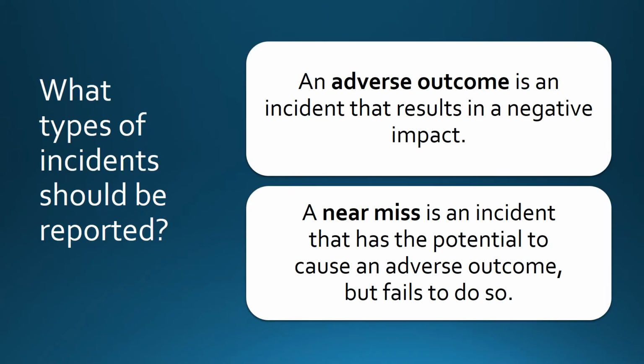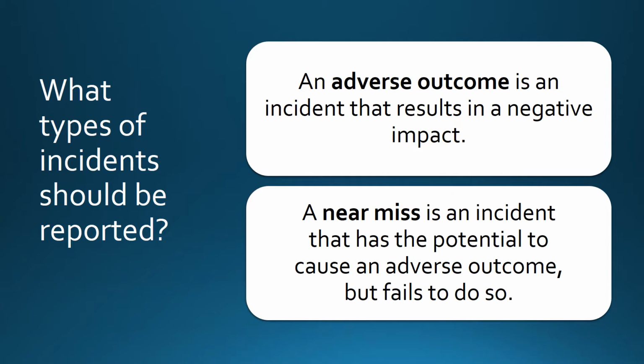So we will start talking about what type of incident should be reported. An incident is an event that results in an adverse outcome or near miss. An adverse outcome is an incident that results in a negative impact, so people being injured or becoming ill, experiencing psychosocial episodes, coming back late from a program, or going missing should all be reported. Adverse events also include incidents that result in equipment or environmental damage that occur during LOA programs.